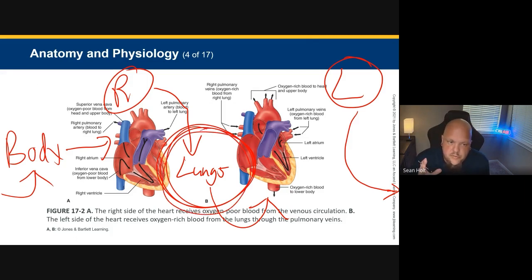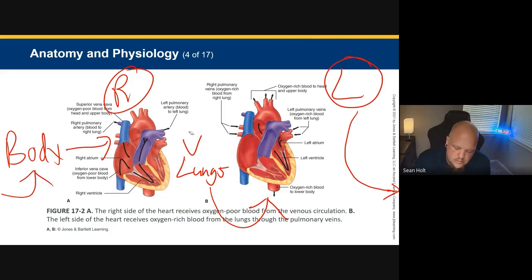The stage between the right and the left side of the heart, okay? It needs to go through the lungs to be reoxygenated. That is why those blood vessels are red. Those pulmonary veins are red coming back to the left side of the heart because they have fresh oxygen to be sent out to the body.